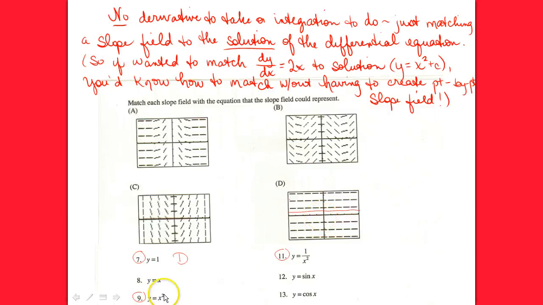All right, let's look at number 9. This is the one that we were referring to up here a moment ago. If I've got y equals x squared and I look at these, which one of these slope fields would yield a parabola? Well, that, of course, is going to be C.